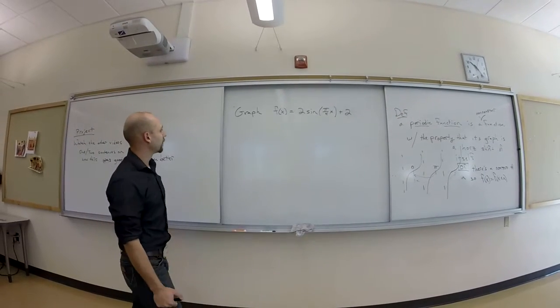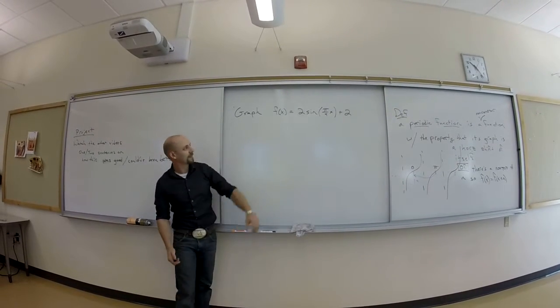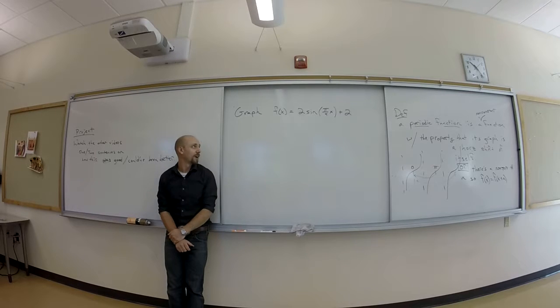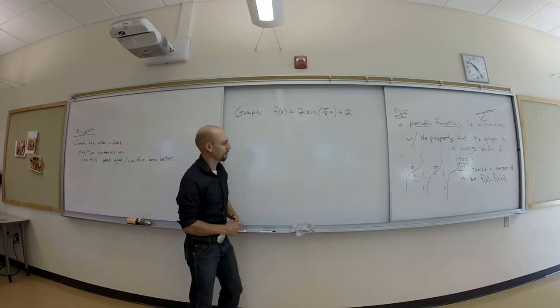All right, so we wanted to do this example where we graph f of x is twice sine of pi over 4x plus 2. Okay, so first things first, I need to figure out what are the bits and bobs that make this function up, right? So, bubble diagram?